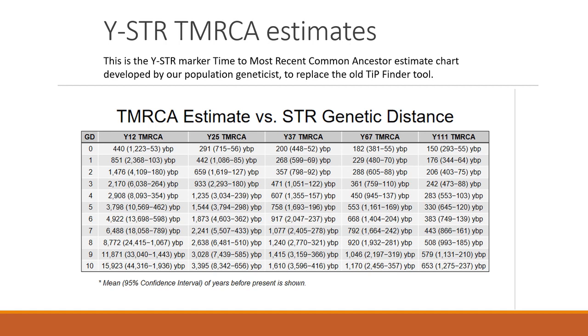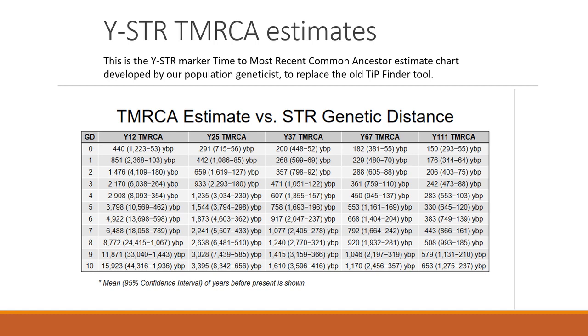So that gives an average of 283 years before present, with a range out to about 553 years before present, about 100 to about 550. I happen to know that our match is a little bit on the nearer side of that. And then we've got my cousin who I'm matching at Y111 genetic distance of 10. If we were matching any further, that would be beyond the Y111 matching criteria.